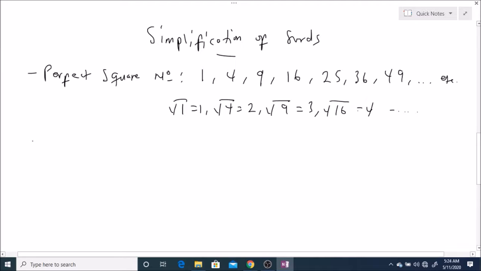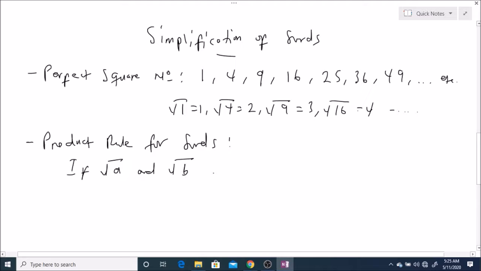Now let's also discuss the product rule for surds. The product rule for surds states that if root of A and root of B are real numbers, then root of A times root of B is equal to root of AB.